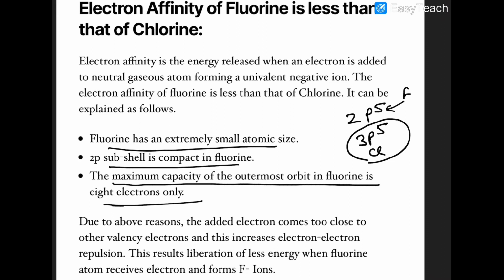So both chlorine and fluorine have very large values of electron affinity, but fluorine has a slightly lower value than chlorine. The reason is that fluorine is extremely small in size and its 2p sublevel is compact, so electronic repulsions are greater in the smaller 2p orbital in comparison to the bigger 3p orbitals.